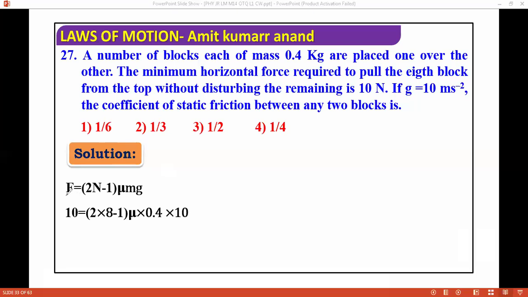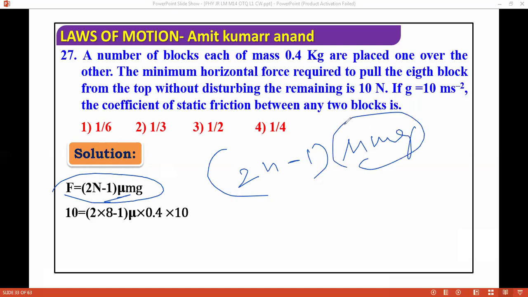If we have 8 blocks, its relation comes from the top side. This is valid for the top side: it comes as (2n minus 1) into mu mg. So here, how many blocks? 8 blocks. So 2 into 8, 16, minus 1, it will come 15.